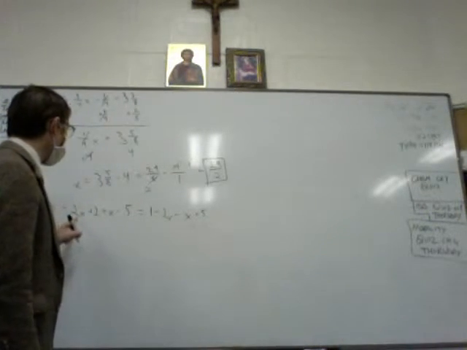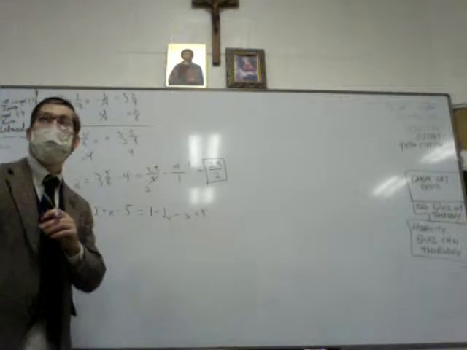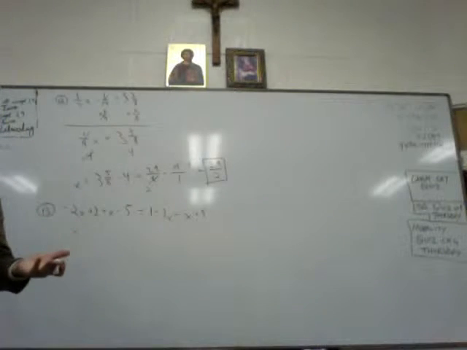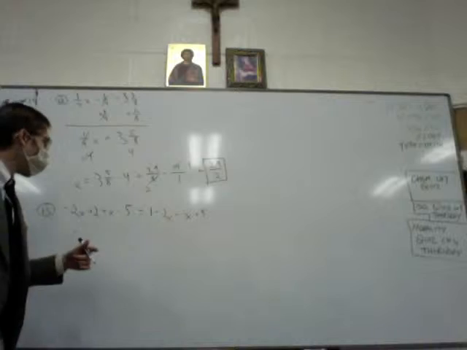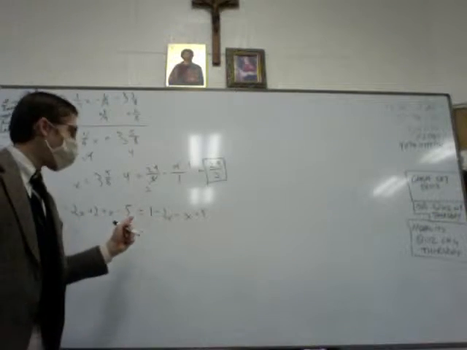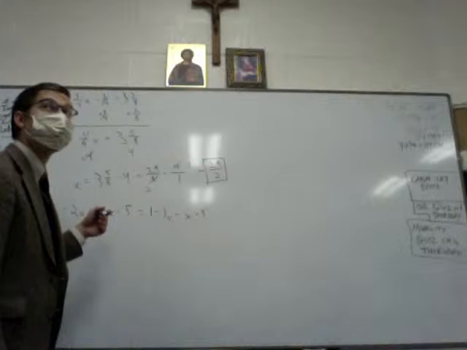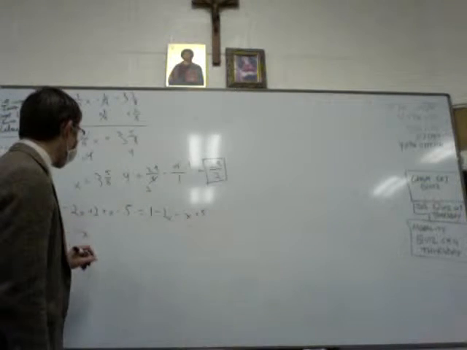Right, so which ones are like terms? Negative 2x and x, those are like terms. Why are they like terms? They both have x, and there's the same exponent on x, which is 1. Okay, so negative 2x plus, how many x's is this? 1. Negative 2 plus 1 gives us? Negative 1. Okay, so negative 1x or negative x.